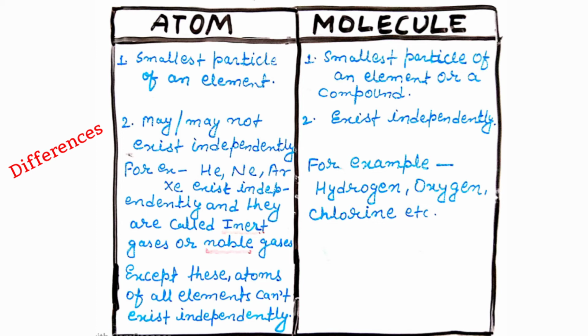Atom may or may not exist independently. Means here some of the atoms exist independently, or some atoms they can't exist independently in nature. For example, those who exist independently in nature, they are helium, neon, xenon, argon, krypton. These all are the gases, and these all gases are known as inert gas as well as noble gas also. And the other gases, they can't exist independently in nature. But in case of molecule always exists independently. Example of hydrogen, oxygen, chlorine, phosphorus, etc.